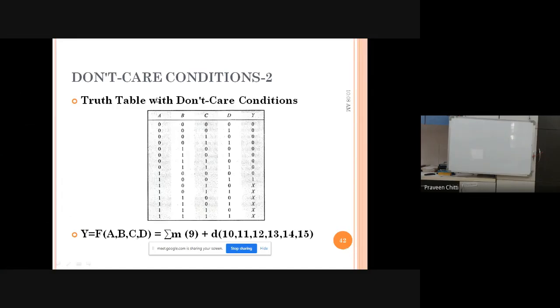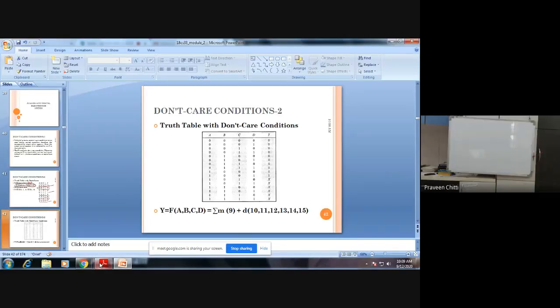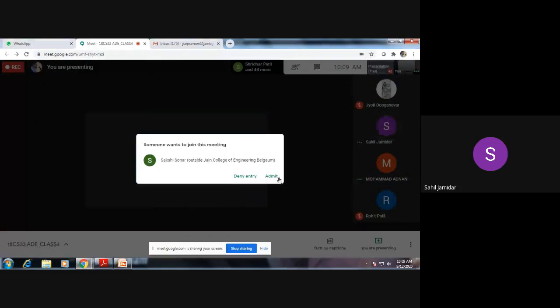If you have any queries, you can stop me and ask. Now I have shown here one more truth table. If you see this truth table, how many outputs are high here? Only one. Yes, only one.